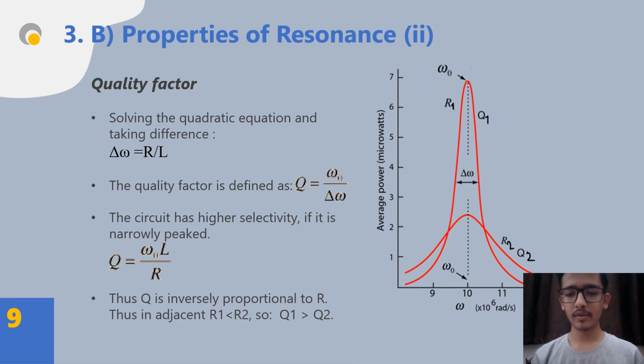So the graph which has a narrow peak is preferred over this other graph which has a wider peak and is shorter.